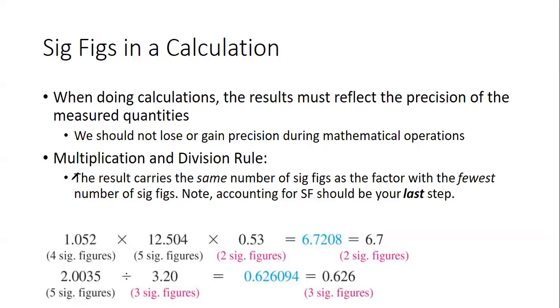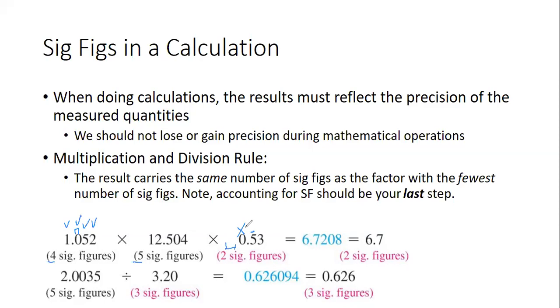So let's take a look at our first example, 1.052. We have a 0 between 2 non-zero numbers, so that's significant. Then all non-zero numbers are significant. So there's 4 sig figs, multiplied by something that has 5 sig figs. Now here's a 0 that's to the left of a real number. It is not between any real numbers, so this 0 is not significant. The 5 and 3 are, so that has 2 sig figs. So I'm multiplying 3 numbers, and one number has 2 sig figs.